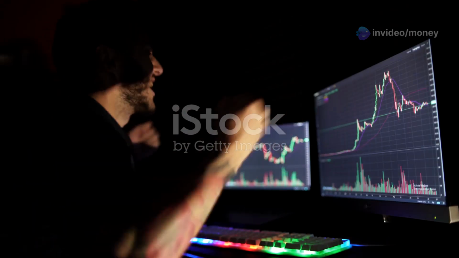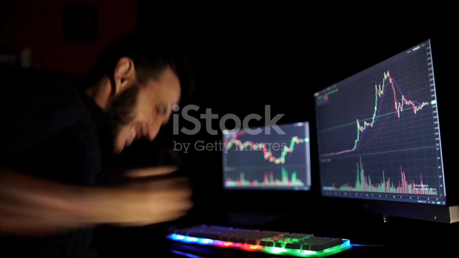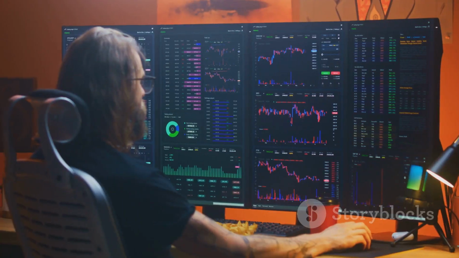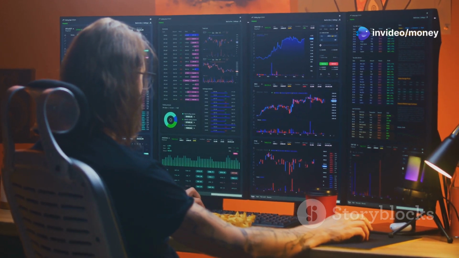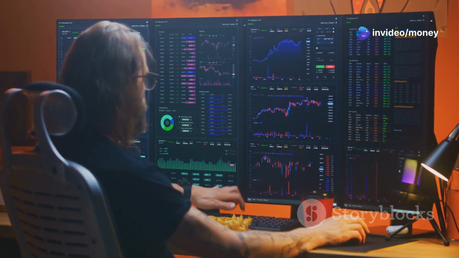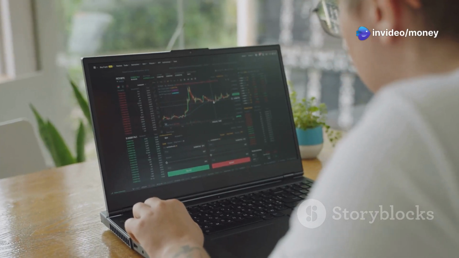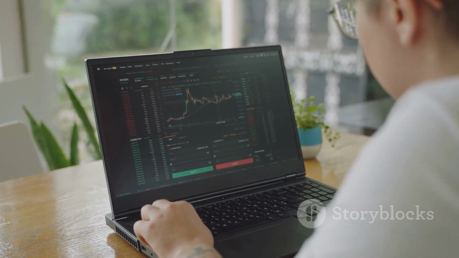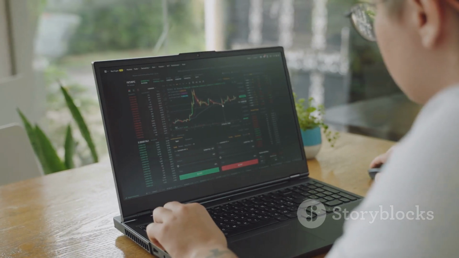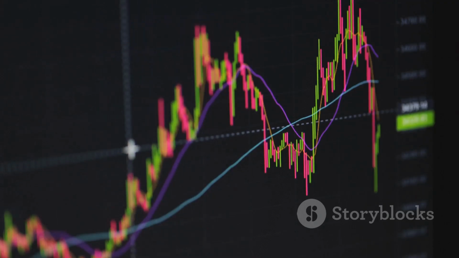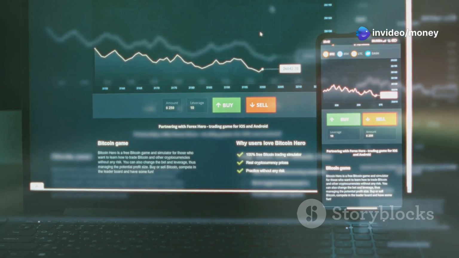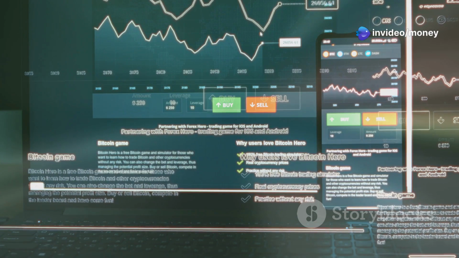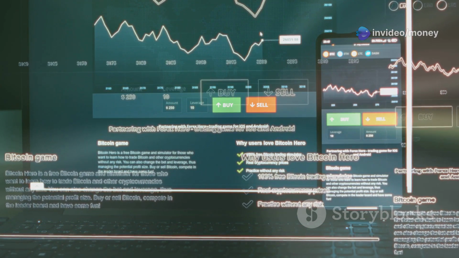Today, we're diving into the world of trading with a focus on trend indicators. These tools are absolutely crucial for any trader looking to make smarter decisions and maximize their profits. Whether you're just starting out or have been trading for a while, understanding how to identify and analyze trends is essential. Trend indicators provide valuable insights into the direction and strength of the market, helping you make more informed decisions about when to buy, sell, or hold your assets.